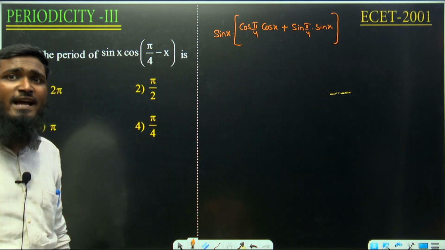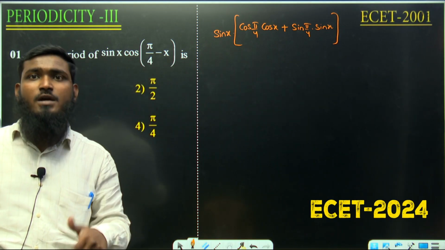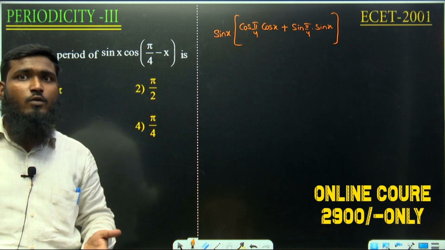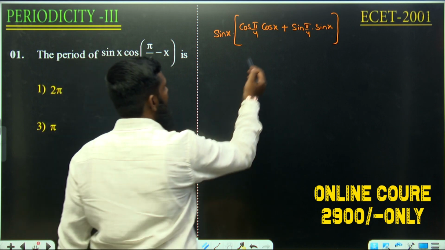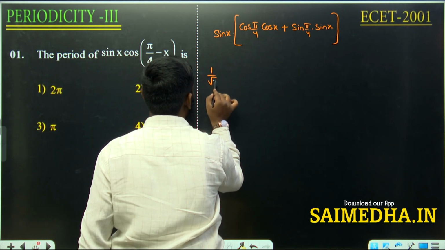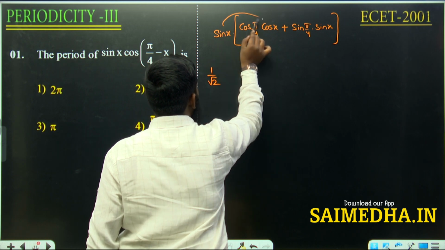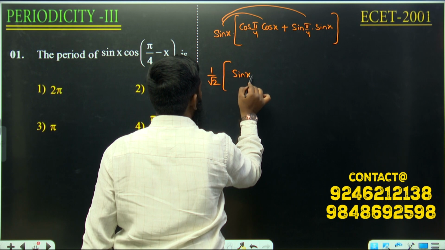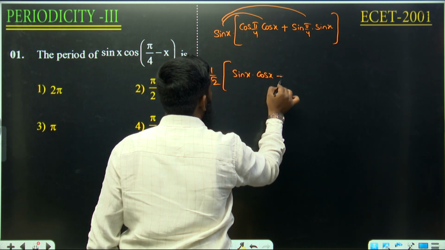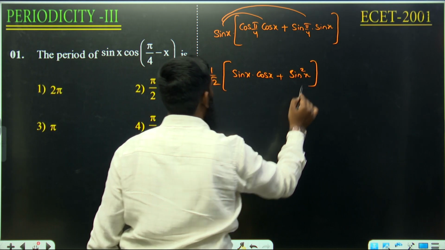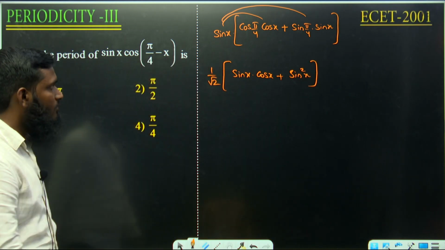Now what is the value for sin pi by 4? Pi by 4 means 45. Sin 45 is equal to 1 by root 2. Cos 45 is equal to 1 by root 2. Okay, let us take 1 by root 2 as common over here. If you take 1 by root 2 as common, let us multiply sin x with both the terms. So what will happen? Sin x into cos x plus sin x into sin x, which means sin square x. Okay, like this we have taken.